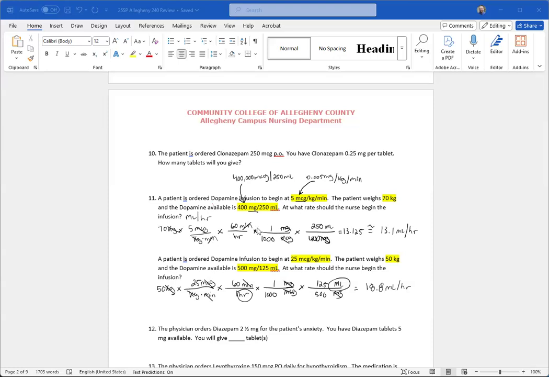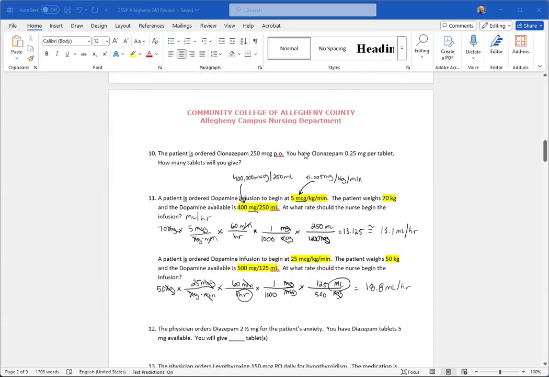I worked through these last time because this is kind of the new stuff. This number 11, the dopamine infusions, where you're going from micrograms per kilogram per minute to milliliters per hour. I worked through those, and you can just watch that again, so I don't have to rehash what I already did. I did work through both those examples. These were probably even more intense than what you're going to be responsible for, but it's there to look at. While I'm here, I'll do this clonazepam one.